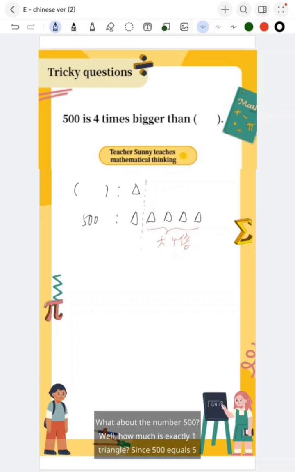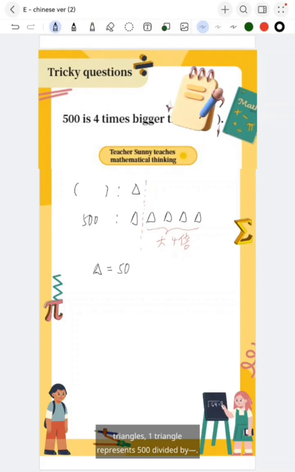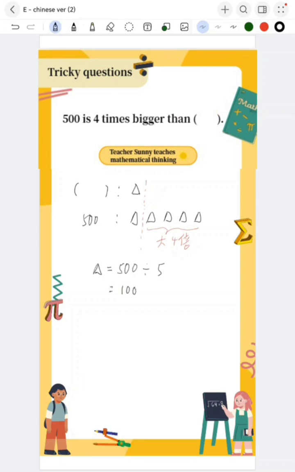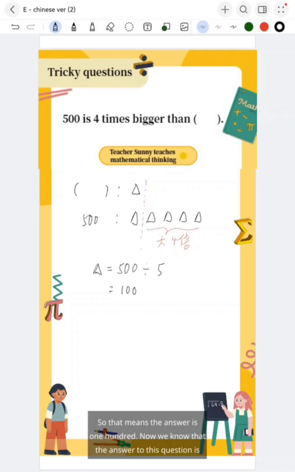What about the number 500? Well, how much is exactly one triangle? Since 500 equals 5 triangles, one triangle represents 500 divided by 5, right? Which simply equals 100. So that means the answer is 100. Now we know that the answer to this question is 100, so we just write 100 in the blank space provided.